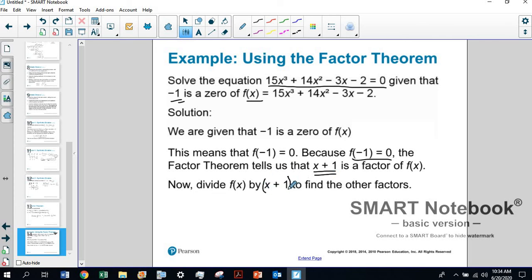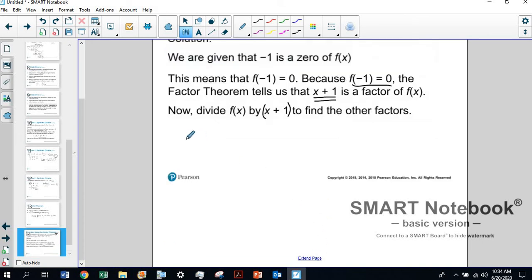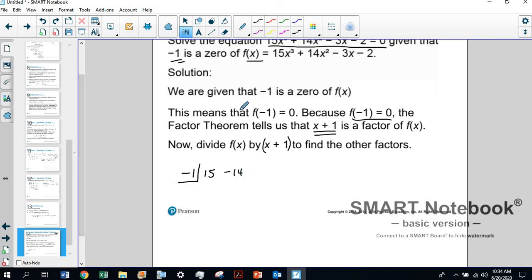So what we're going to do is divide by x plus 1 to find the other factors, but we just used synthetic division, so let's do that. The zero is negative 1. What are our coefficients? 15x cubed plus 14x squared minus 3x minus 2. Okay.